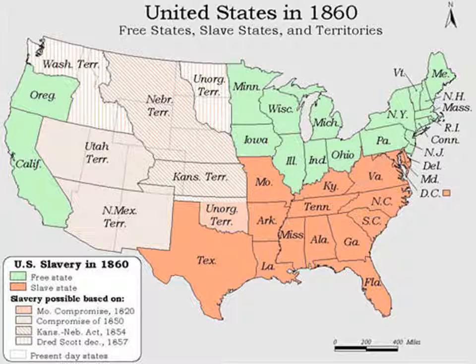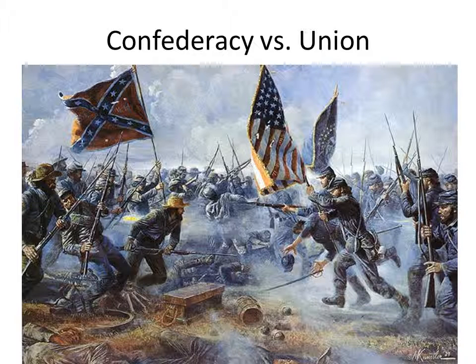When Abraham Lincoln was elected, he had promised as part of his presidency to eliminate the extension of slavery into the new territories, and as a result of this, the southern states seceded, or broke away from the United States, and started their own nation. Their nation was called the Confederacy, and a war was fought.